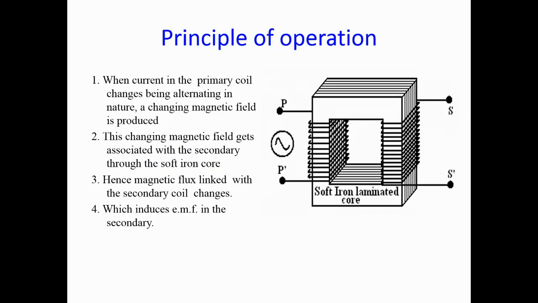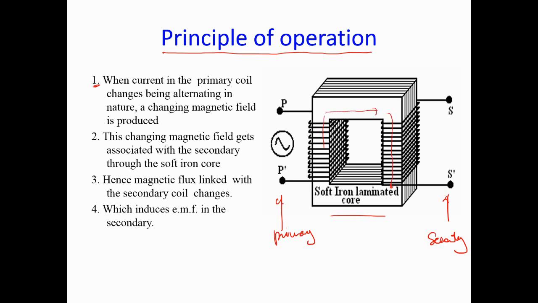So now in these slides, basically we will summarize the principle of operation. I've explained everything in the previous slide, but now to summarize. So here we have P, the primary circuit, and S, the secondary circuit, and here we have a soft iron laminated core, where the magnetic flux will be circulating from the primary into the secondary, right?